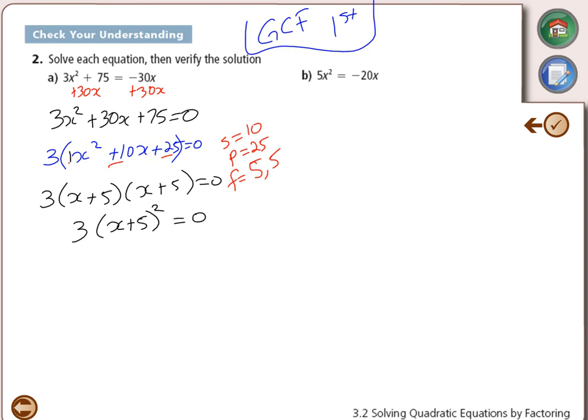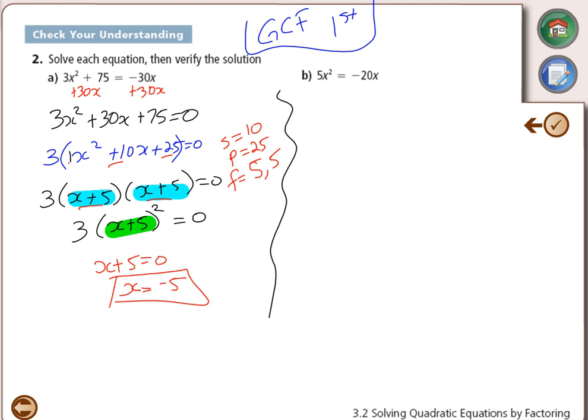Now I only have one factor that I really need to worry about. What it's saying is the two answers are both the same. An x plus 5 and another x plus 5. So I only need to really worry about it once. X plus 5 equals 0. So x is equal to negative 5. Done deal. Boom. There's your answer. There is only one answer in this one. Really, it was technically two of the same answer.